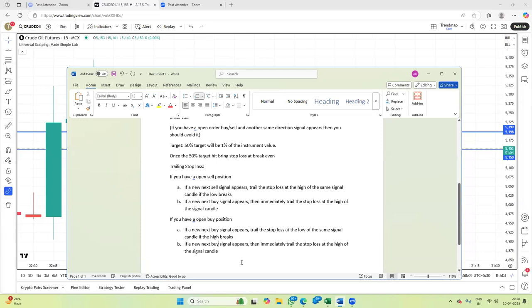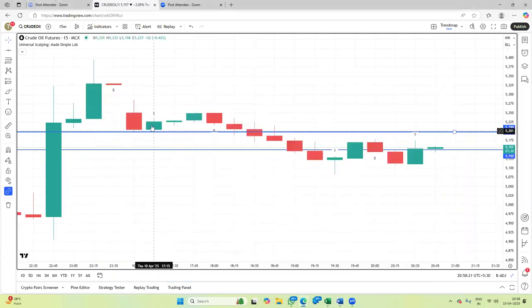If you are in a buy position and a sell signal appears, then immediately trail the stop loss at the low of the candle. That means when you are in a sell position and a new sell signal appears, unless this low breaks, you will not trail the stop loss. Clear? Yes, sir.